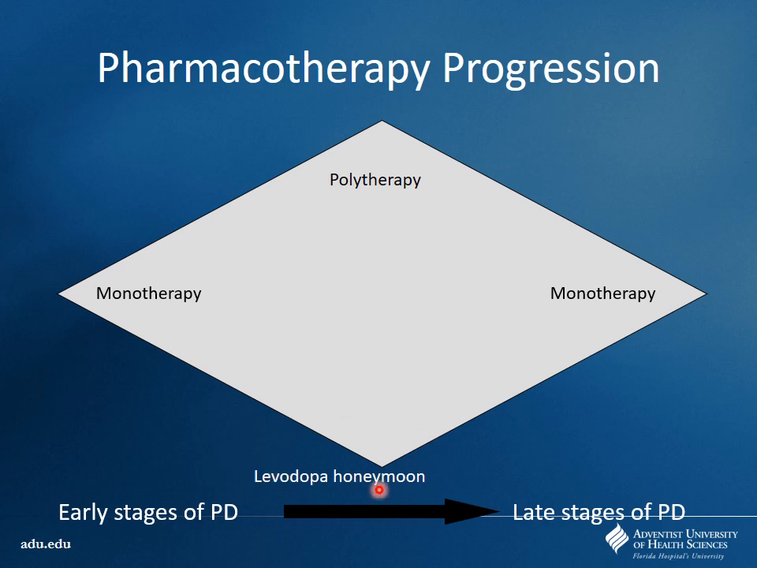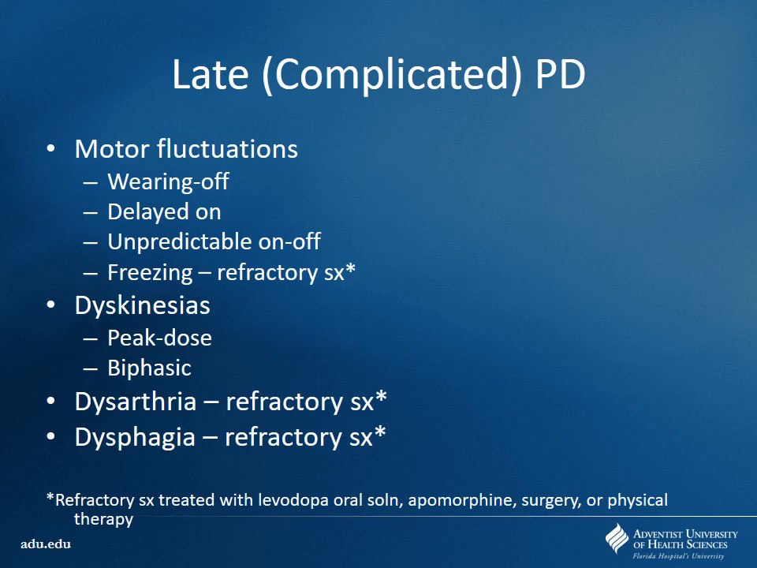We try to call this a levodopa honeymoon. Basically, this is where you try to hold off on using it as long as you can, because once they go on Sinemet, chances are they're probably not going to come off of it. So if you can hold off as long as you can, that's going to be better for your patient, typically. Okay. So there's lots of complications here when you have late stage Parkinson's disease.